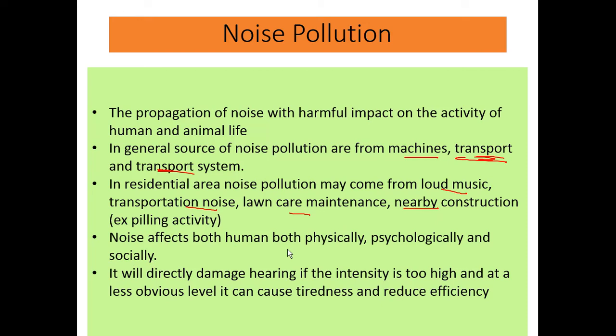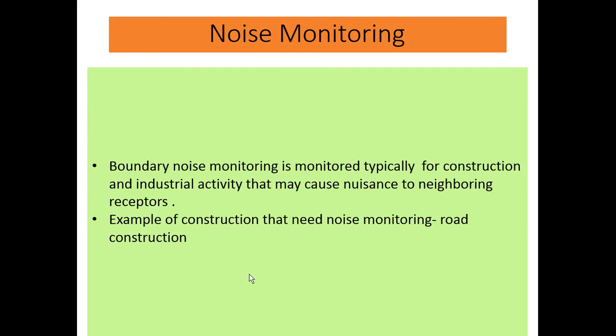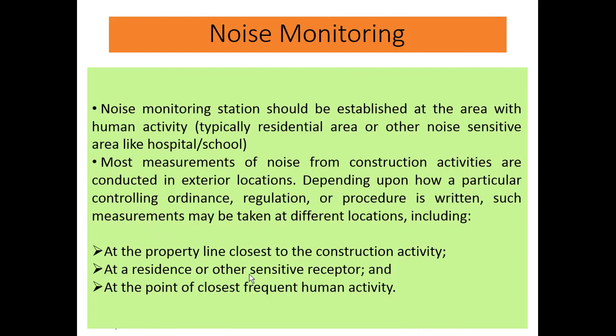Noise affects humans physically, psychologically and socially. As we already know, noise is very nuisance to our lives. If the noise damages hearing, what is the dB value that can damage your hearing? Okay, noise pollution, noise monitoring. Noise monitoring is typical for construction and industrial activity that may cause nuisance to neighboring receptors, for example road construction. Noise monitoring should be established at areas with human activity.